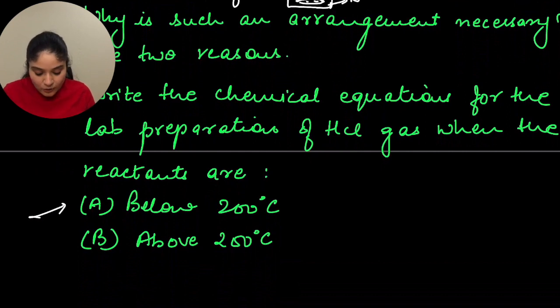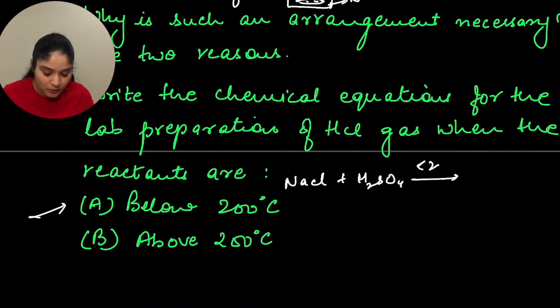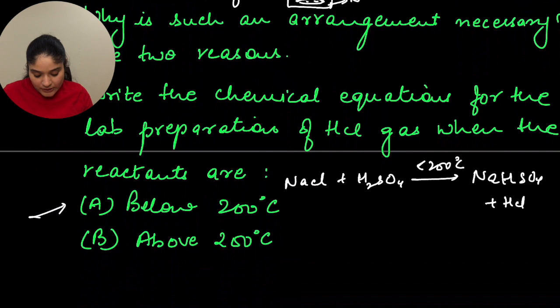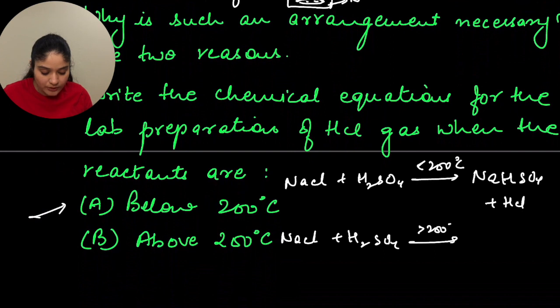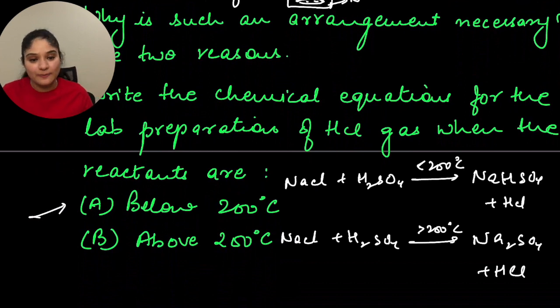So when I am at below 200 degrees Celsius, I already wrote the equation above in one of the questions. That was NaCl plus H2SO4 below 200 degrees Celsius. You get NaHSO4 plus HCl. And when you have above 200 degrees Celsius, you have NaCl plus H2SO4, above 200 degrees Celsius, you get Na2SO4 plus HCl. Okay, I am not balancing the equations.